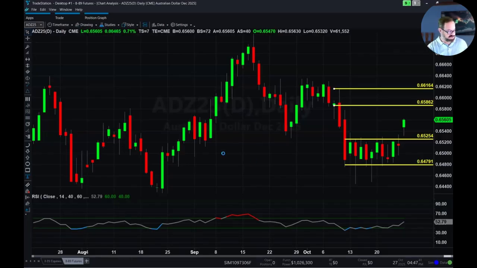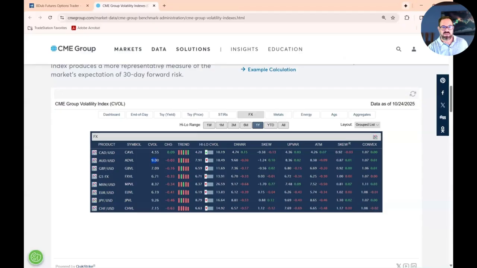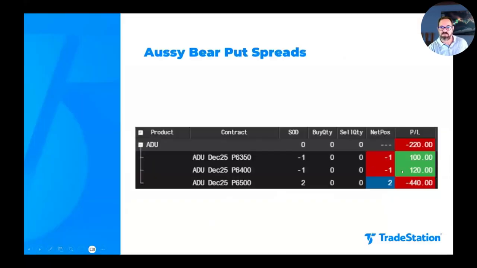And in this case, volatility might rise. Oh, wrong page. There we are. Right now, I'm barely negative, about $220 on this. And it's because the short puts obviously are profitable because of time decay, but the long puts are losing value. They have no intrinsic value at all.